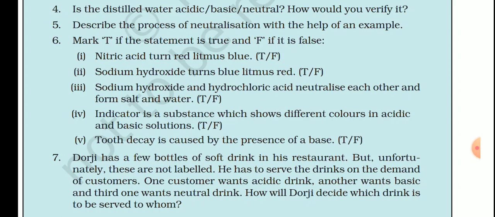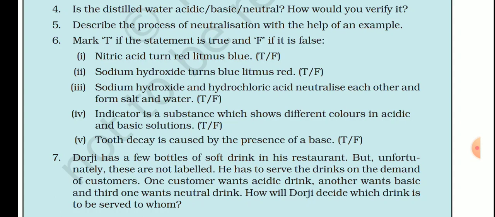Dorji has a few bottles of soft drinks in his restaurant, but unfortunately these are not labeled. He has to serve the drinks on the demand of customers. One customer wants acidic drink, another wants basic, and the third one wants neutral drink. How will Dorji decide which drink is to be served to whom? Okay, he has few bottles of soft drinks. Now the customer wants acidic, basic, and a neutral drink. The question is asking how will Dorji decide which drink is to be served to whom?